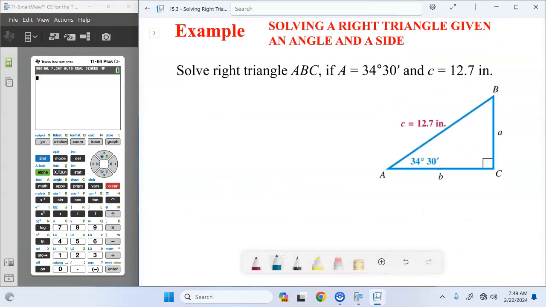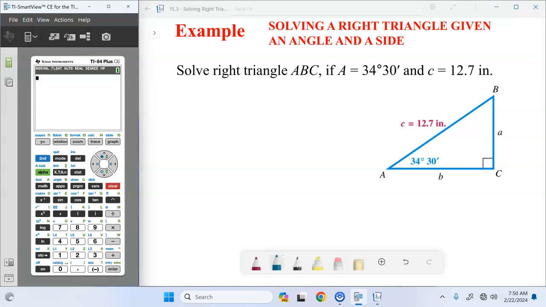To solve, we use a combination of the Pythagorean theorem as well as our trigonometric ratios. You're going to need your calculator to do this. Most importantly, make sure your calculator is in degree mode. When you reset your calculator, it defaults to radian, so you need to make sure you are in degree mode. Otherwise, you will get completely different answers.